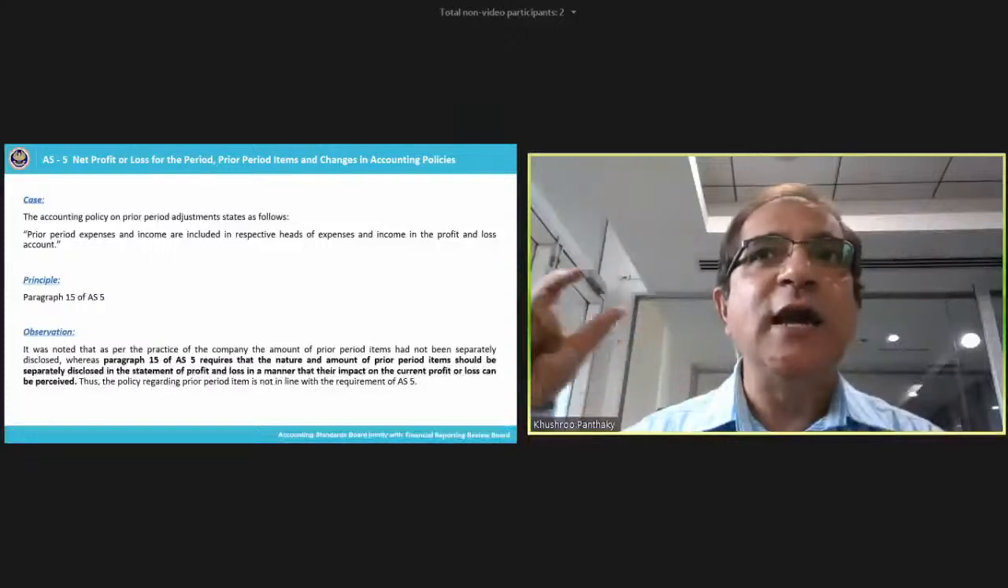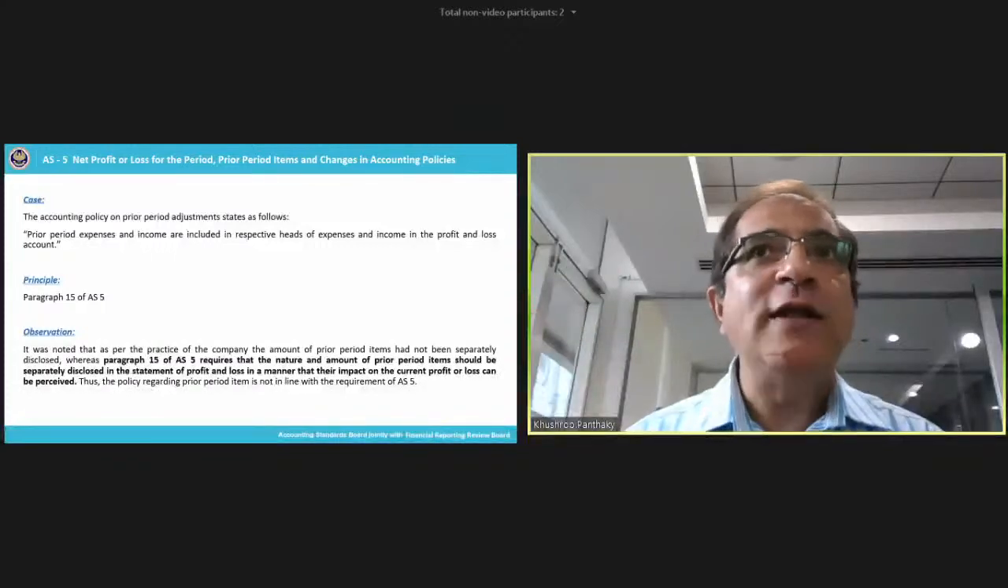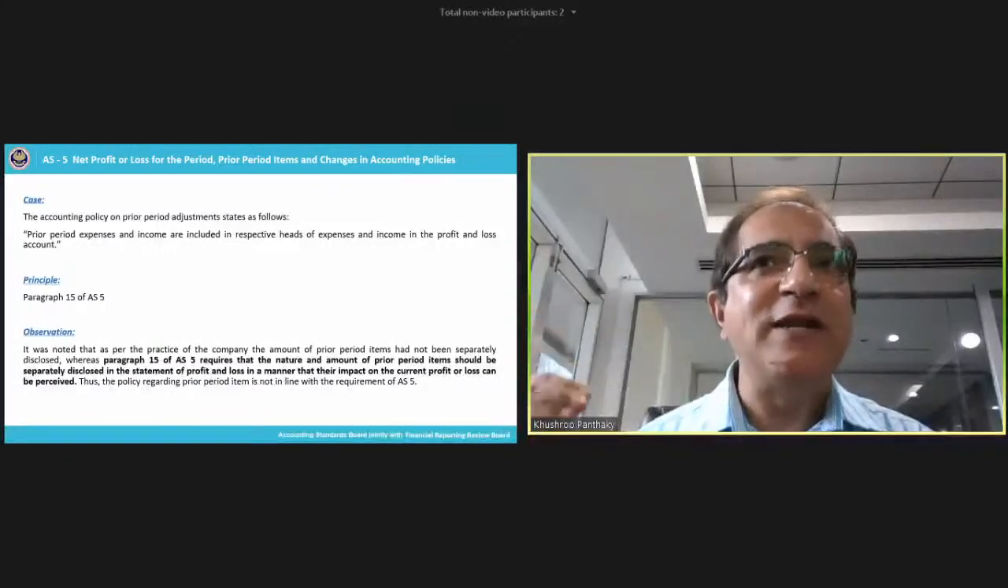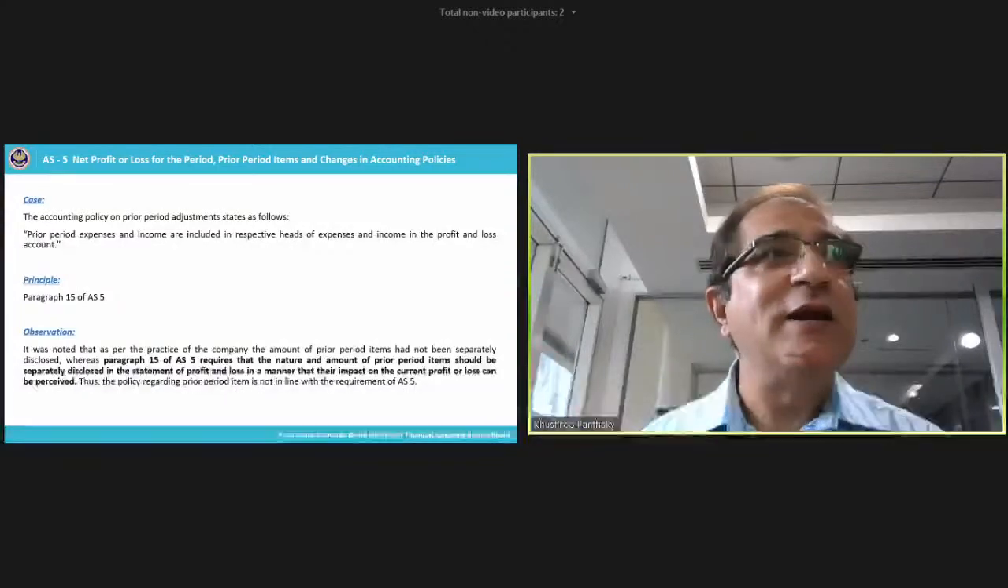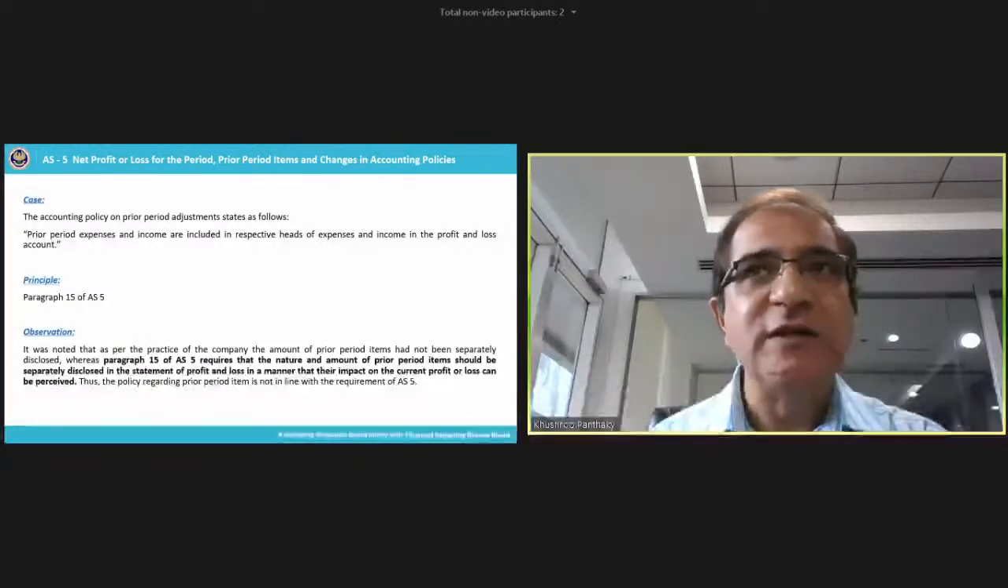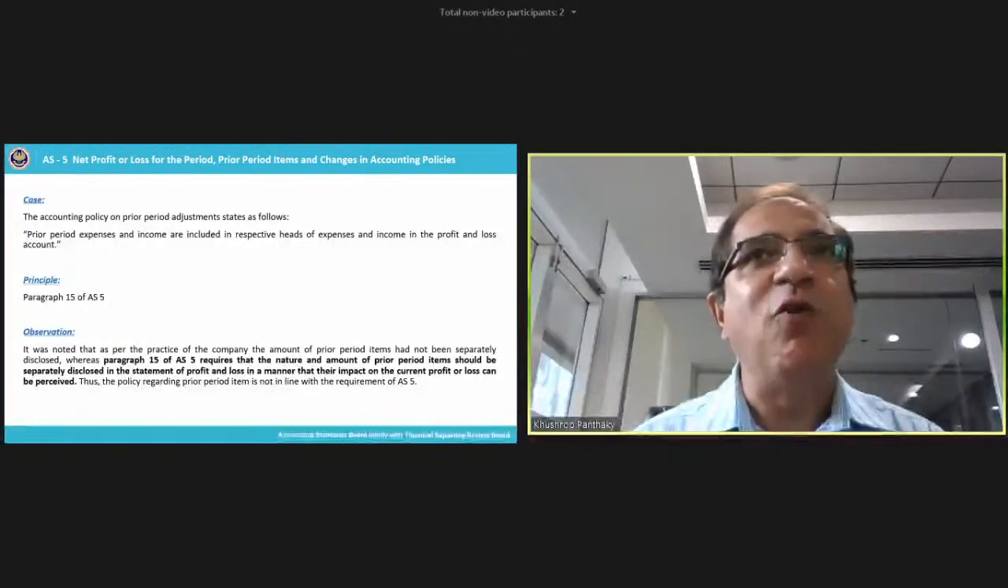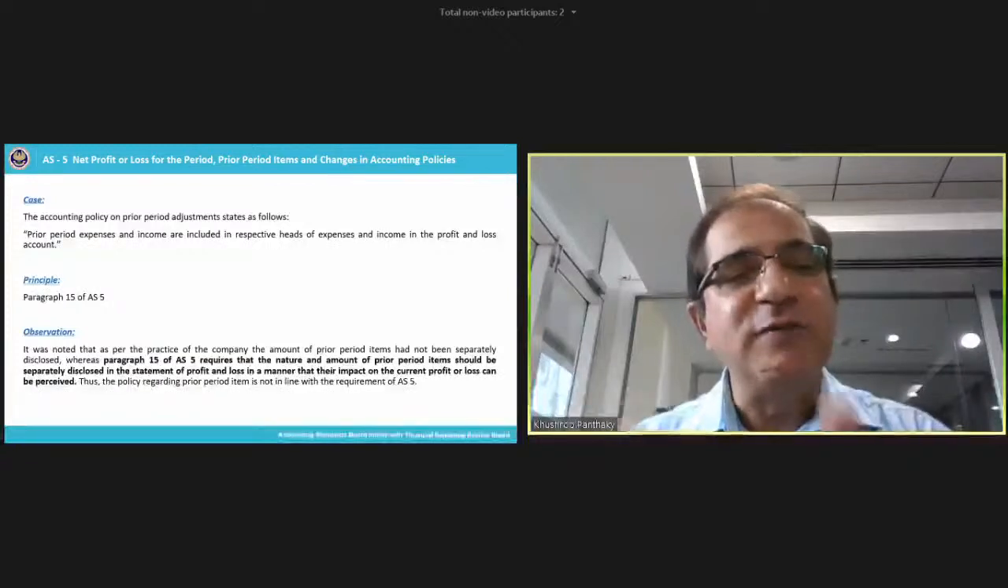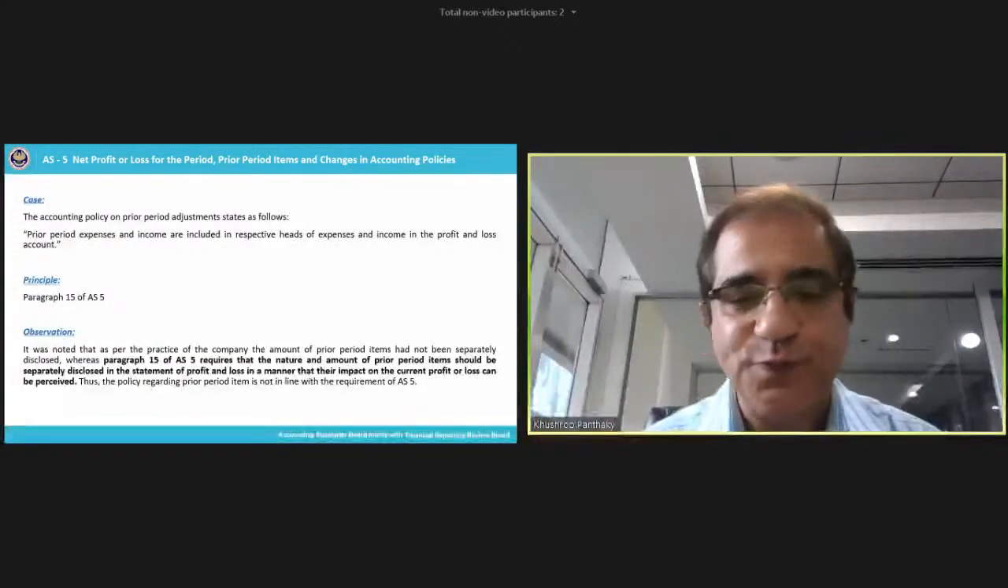But make sure that under the notes to accounts, all the relevant significant prior period adjustments are being separately disclosed, separately identified, and separately presented in the notes so that people are able to understand what exactly is the net impact which is being shown in the financial statements as such.